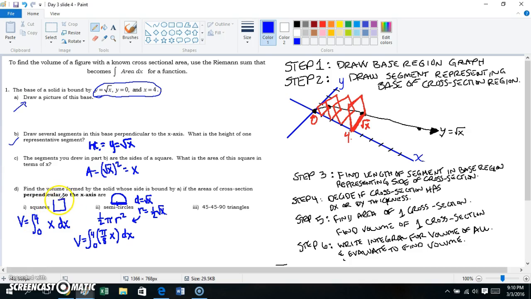Okay, if we look at isosceles right triangles, that's just half of a square. So we can say it's 1/2 the integral from 0 to 4 of x dx. Okay, I'm not going to evaluate these integrals, but you should get 8 pi and 4 for the volumes after you integrate and evaluate.